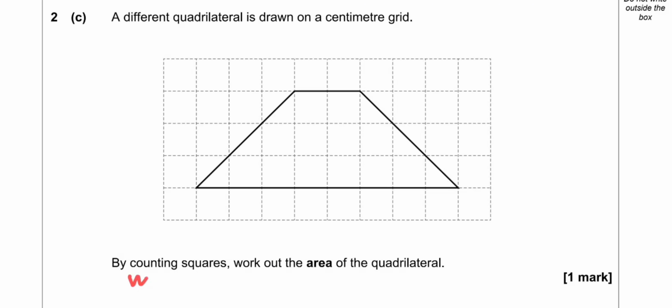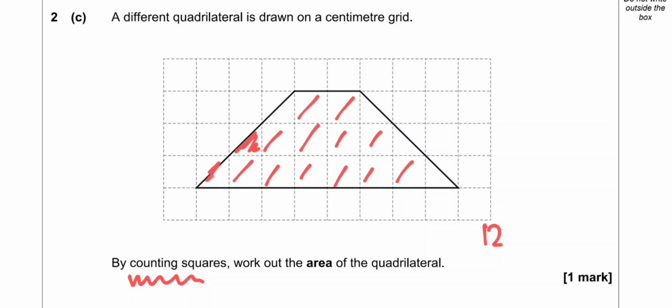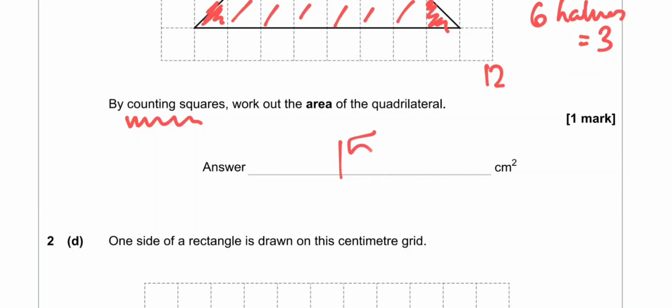And we are counting area now by counting squares. So first we count the full squares. And we get 12 full squares. And then we need to count our half squares. And I colour them in. There's 6 half squares, which means 3 full squares. Add them together. You got 15.